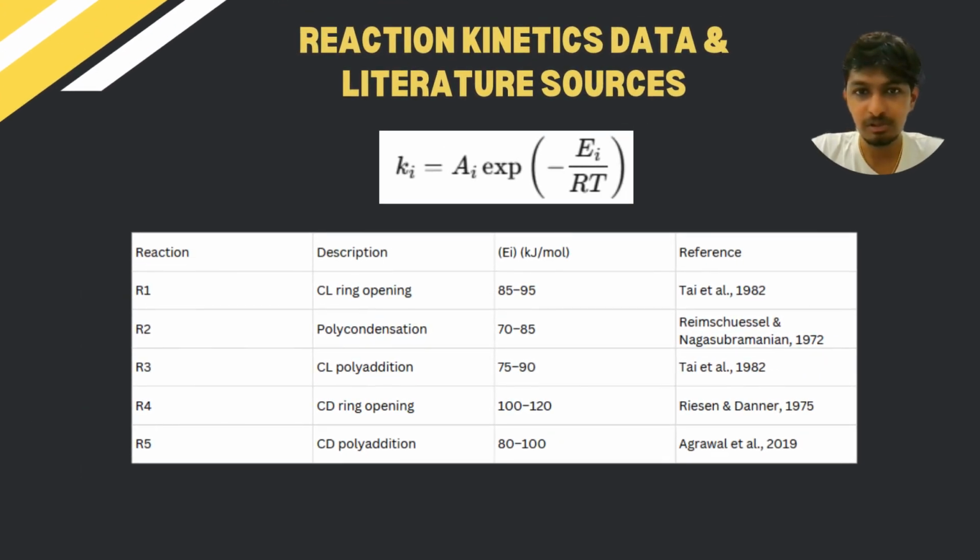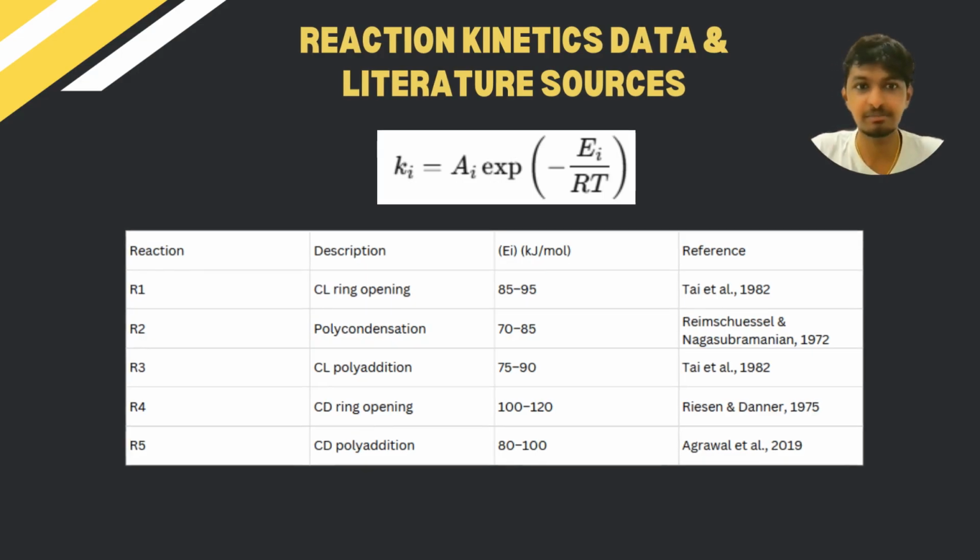Kinetic parameters were obtained from multiple journal sources, including Tai et al., Ramshasen and Nagasubramaniam, Reimschuessel and Denner, and Agrawal et al. Activation energy typically ranges from 70 to 120 kJ per mole, valid between 240 and 280 Celsius. Frequency factors are taken from literature or fitted during calibration. Those data are used for reaction modeling, simulation, and sensitivity analysis.